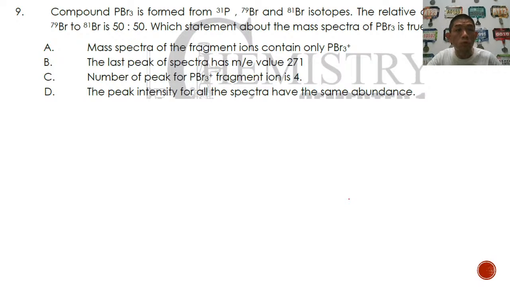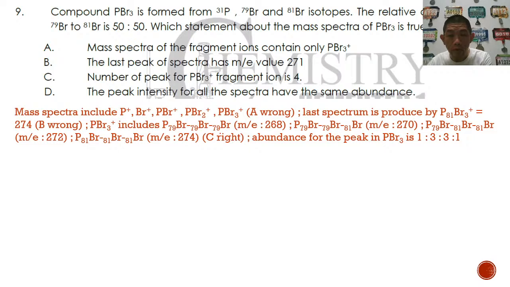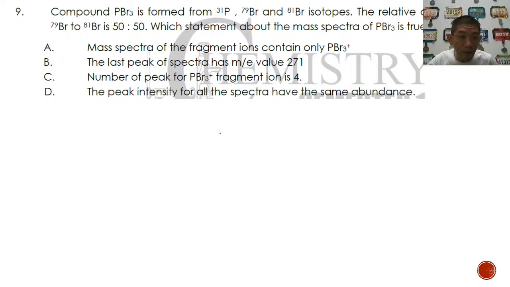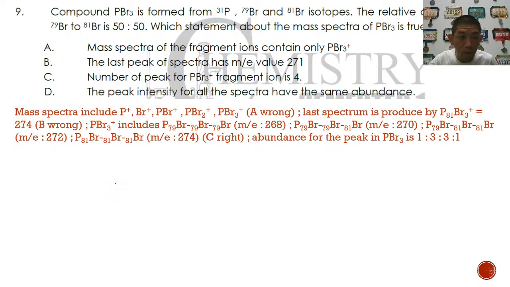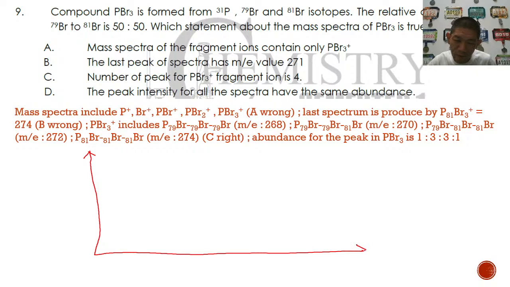Then immediately we go to question number 9. Compound PBr3 is formed from 31P, 79Br, and 81Br isotopes. The relative abundance of the 79 to 81 bromine is 50-50. Which statement about the mass spectrum of PBr3 is true? So let's have a look together at the mass spectrums that can be provided by PBr3. Showing to you in here, the possible mass spectrum that makes up PBr3 might go like this.